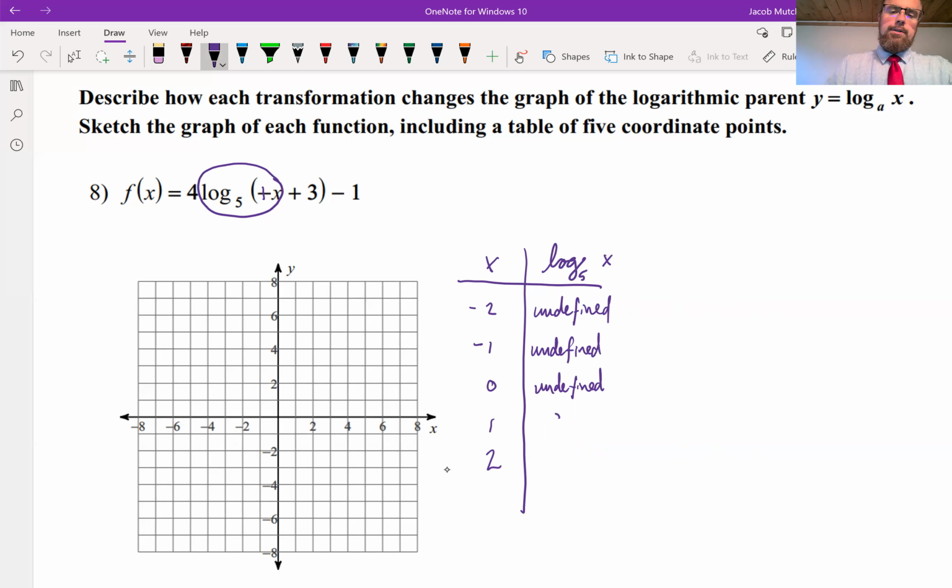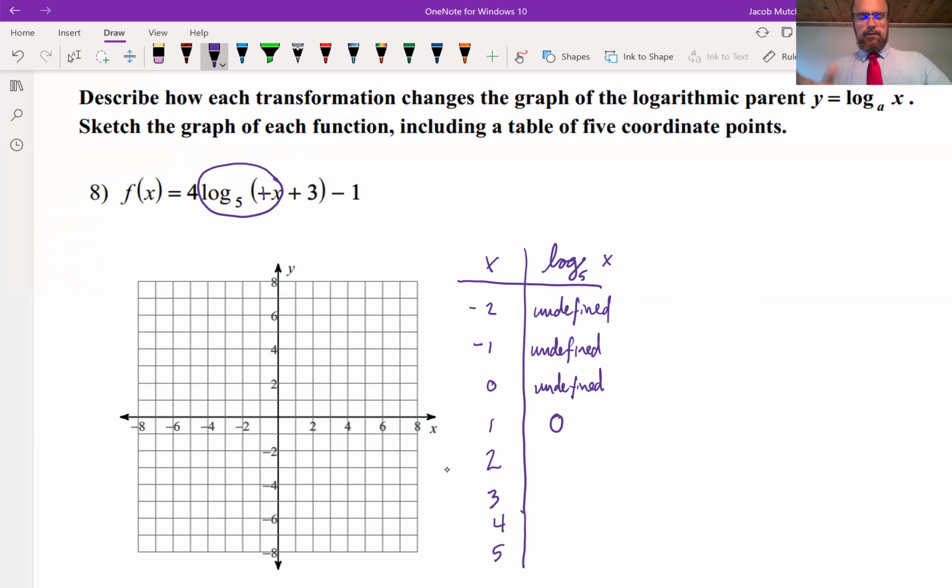But then I run into some problems. For the next one, log base 5 of 2, there I'm trying to say 5 to what power would equal 2. And that I really don't know. That's an irrational number. So I do need to use the calculator, and I think I need to get a few more points. The undefined ones are informative, but not really useful for sketching the graph. So I'm going to bump this out to 5.